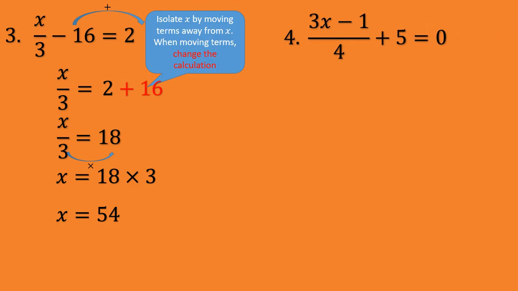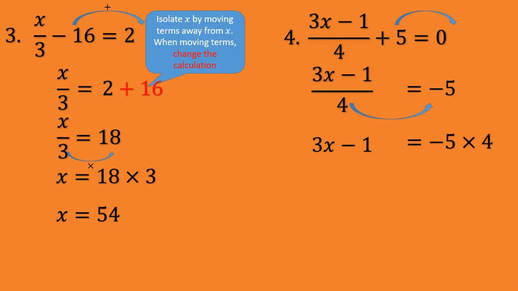In our next problem, we've got 3x minus 1 over 4 plus 5. First problem is the 5. Move the 5. So again, it will become a 0 minus 5. Will give you a minus 5. Next one is the 4. Move the 4. It's divided. So when we move it, it must be multiplied. So minus 5 multiplied by 4 gives me a minus 20.